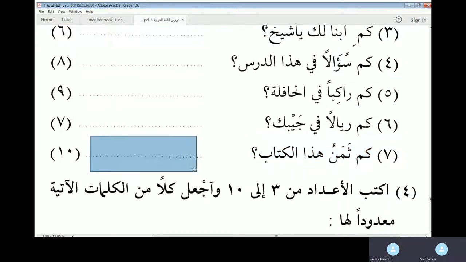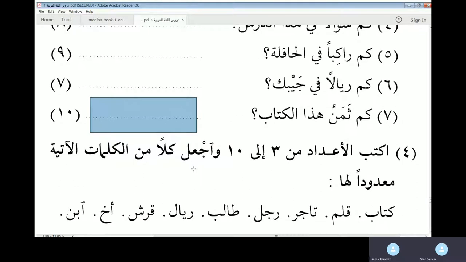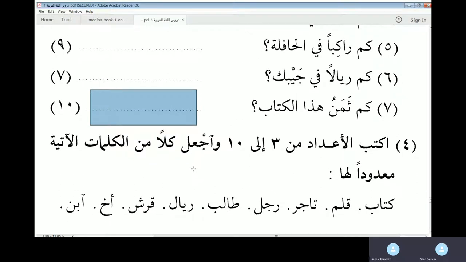What is the price? Will we learn the rule in the future? Because of thaman it's majrur. Yes, thaman is marfu and we will learn the reason for it in future inshallah. At the moment you have learned that the word after comes mansub, but here we see that thaman is marfu. This is a new thing for you, inshallah we will study it later.